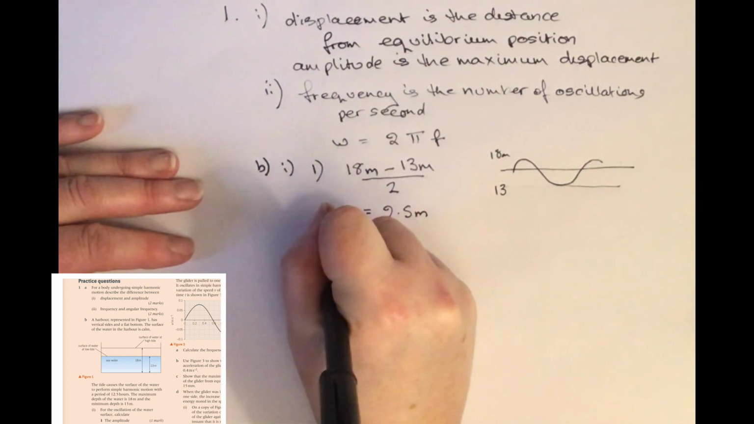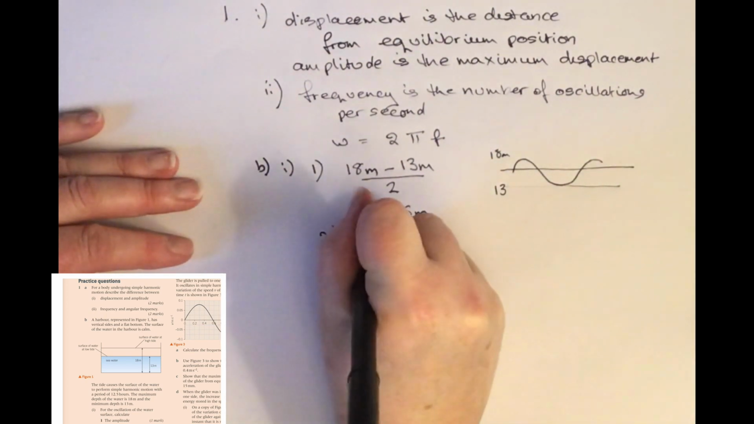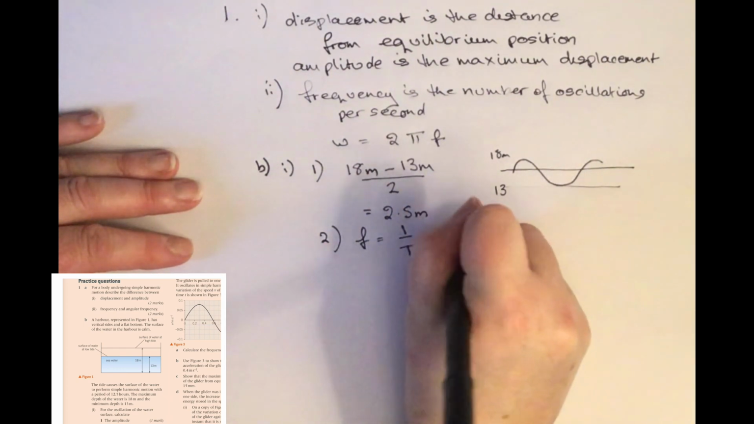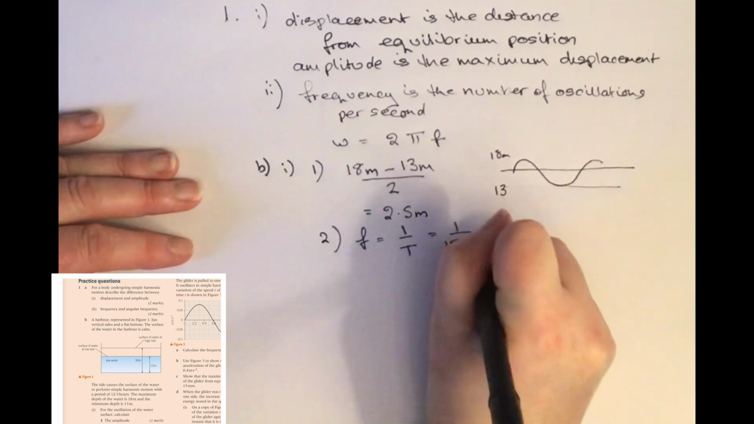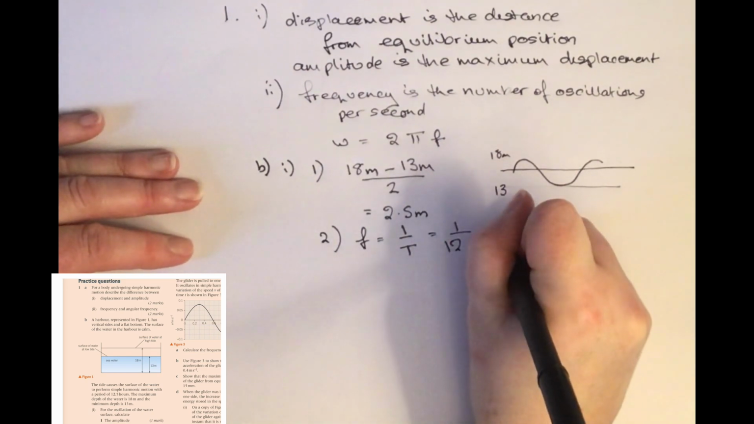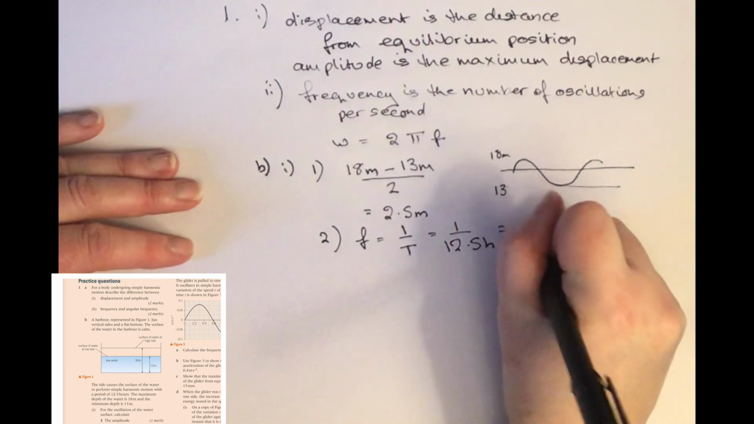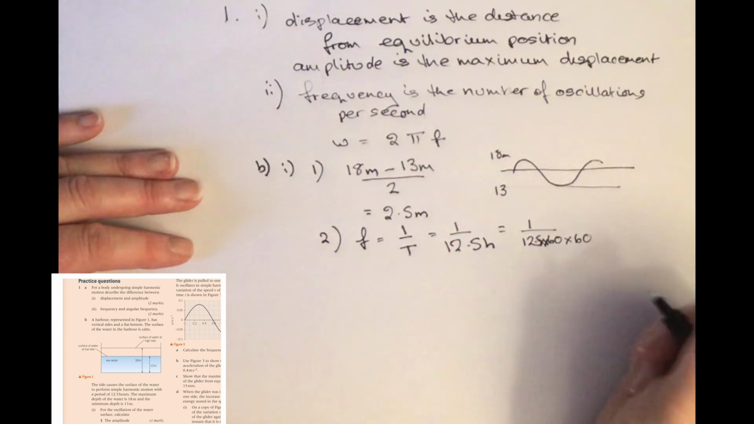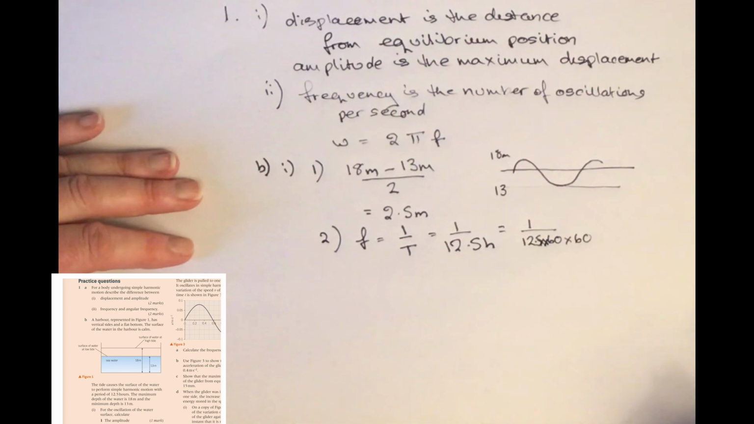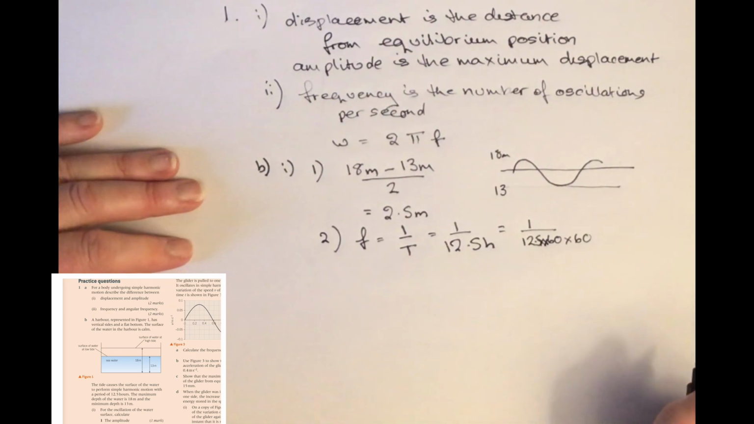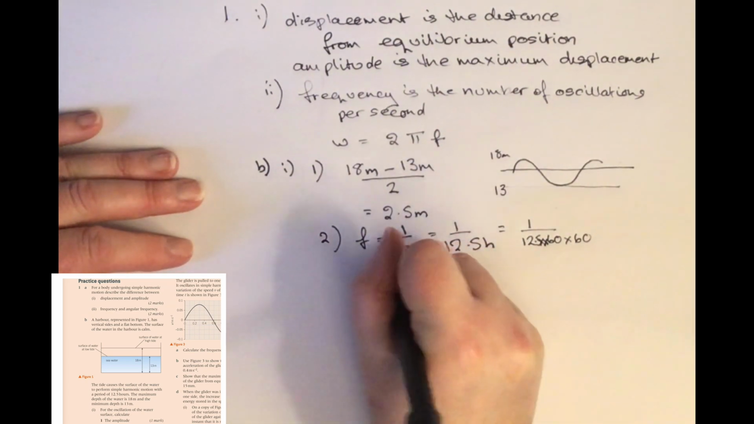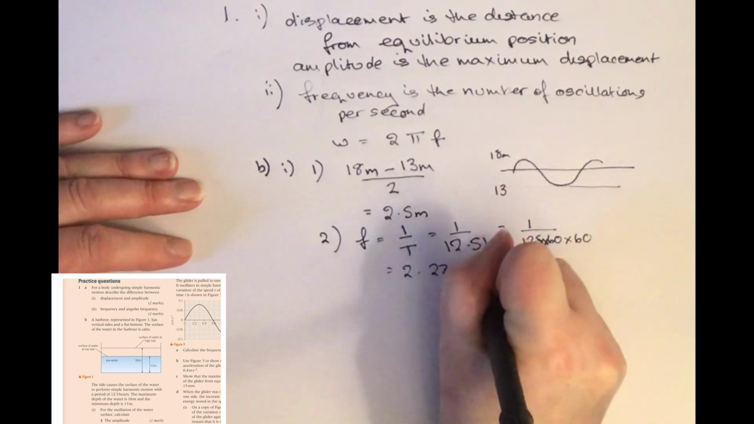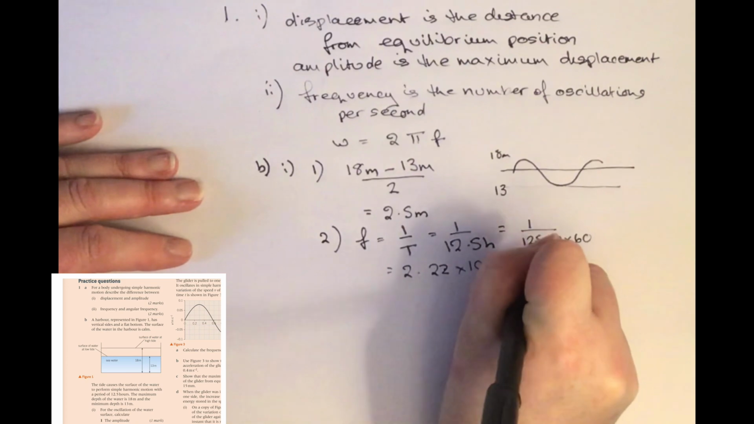The second part asks you the frequency. The frequency is 1 over the time period, and we know that the time period is 12.5 hours, but we need this in seconds. So this is 1 over 12.5 times 60 times 60. And this gives us a value of 2.22 times 10 to the minus 5 hertz.